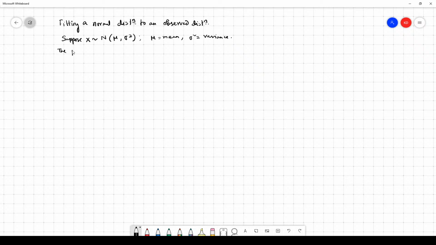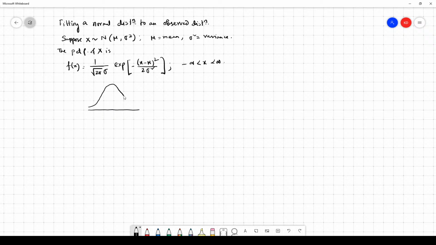The PDF of X, PDF means probability density function, is f(x) = 1 by root over 2 pi into sigma, exp minus (x minus mu) whole square by 2 sigma square. Here x lies between minus infinity to plus infinity. Since the mean is mu, the normal distribution is symmetric about mean mu and is a bell-shaped curve.